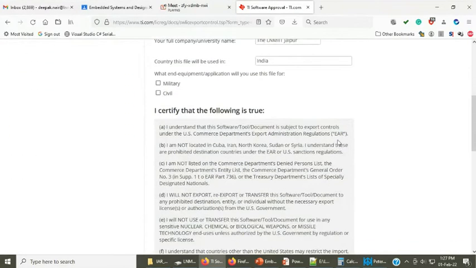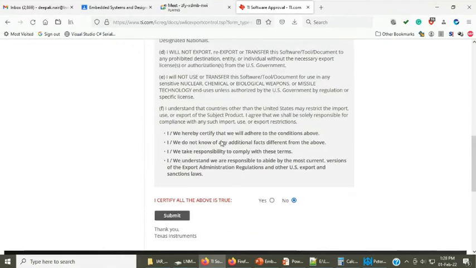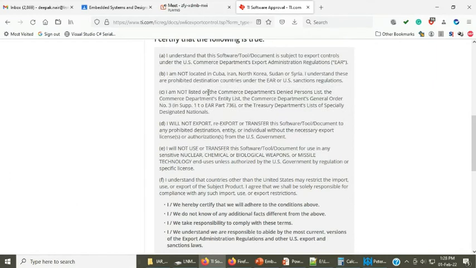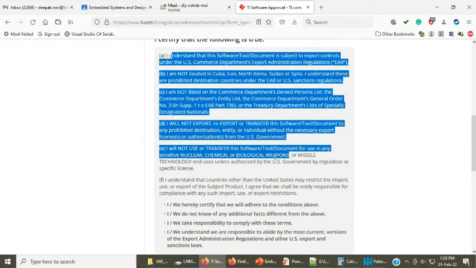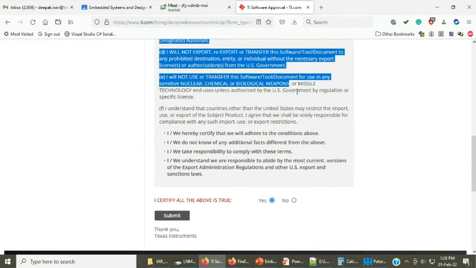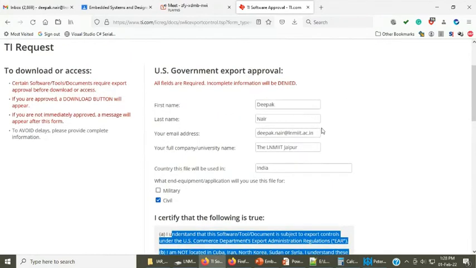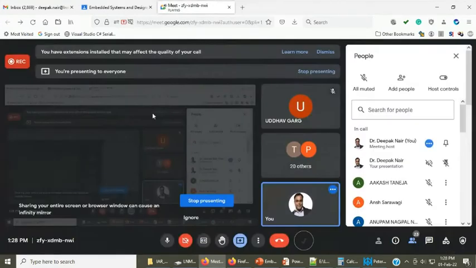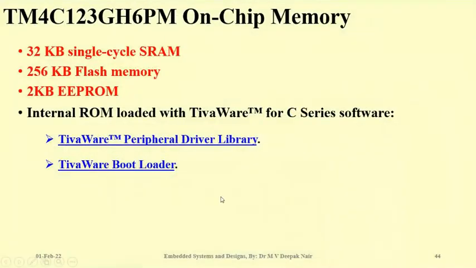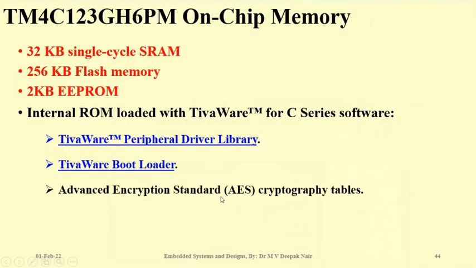So here you will just have to click on agree, and you will say yes, that it is true, so you are not going to break these rules. Please read them before submitting, and then after submission you can download the software. Okay, done. So this is all about the software that you have to download for this particular board.